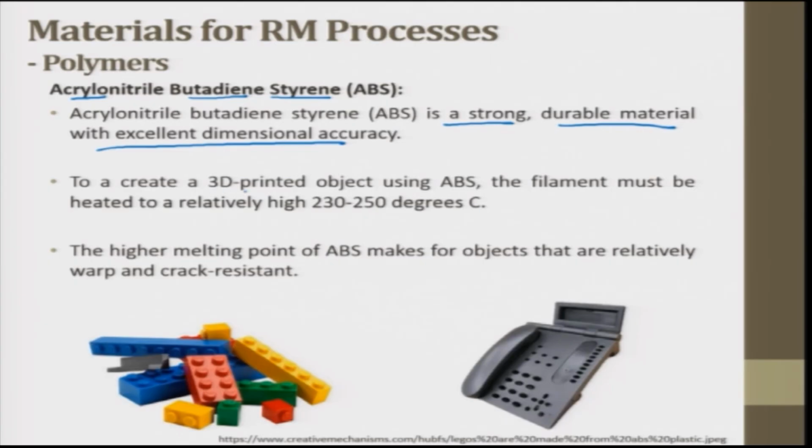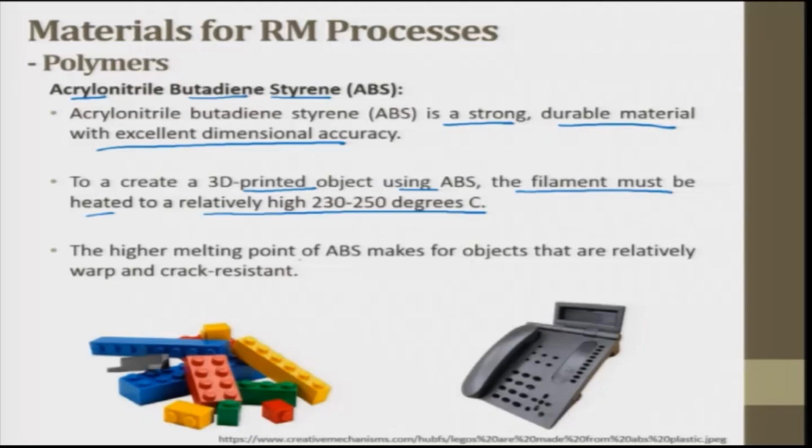To create a 3D printing object using ABS, the filament must be heated to a relatively higher temperature. I have discussed the difference of ABS and PLA in the demonstration that we had in 3D printing, so I wouldn't detail much about these two materials here in this lecture. PLA can be melted at lower temperatures, and the strength, properties, droplet size and resolution that we can obtain are discussed.